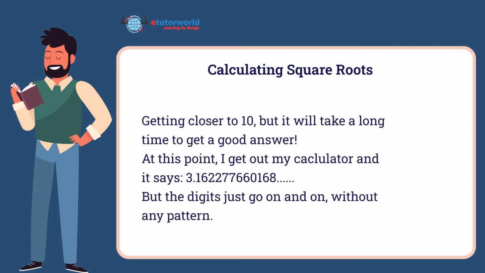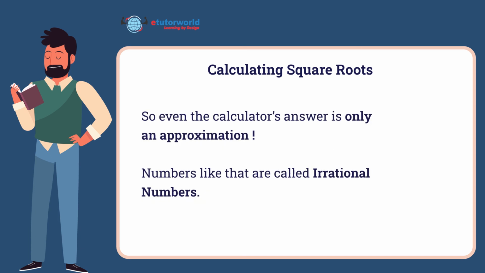Getting closer to 10, but it will take a long time to get a good answer. At this point, I get out my calculator. But the digits just go on and on, without any pattern. So even the calculator's answer is only an approximation. Numbers like that are called irrational numbers.